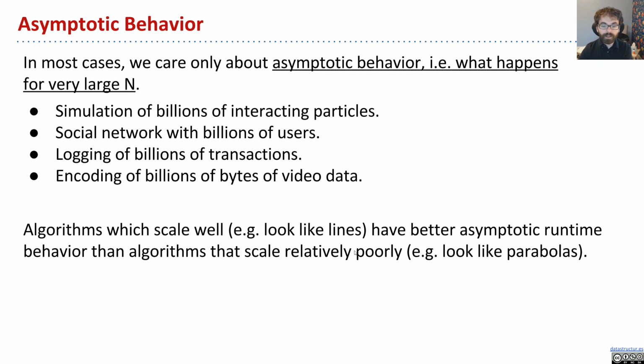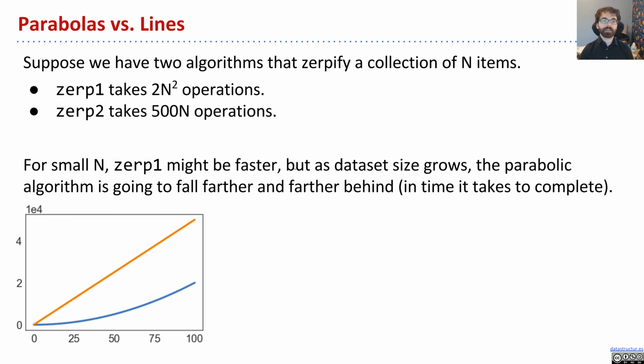Now to demonstrate what I mean by this, there's an objection you might make, like maybe the shape doesn't matter. Let's imagine we have some operation called zerpification. I haven't told you what it is. Now let's say that zerp1 is an algorithm that takes 2n squared operations, and zerp2 takes 500n. You might say, well, it seems like zerp2 is better actually, because this huge constant here means this could actually be faster than n squared. But what I want to note is, well, yes, you're right. For small n, this algorithm, zerp1, may be faster. It takes less time than zerp2.